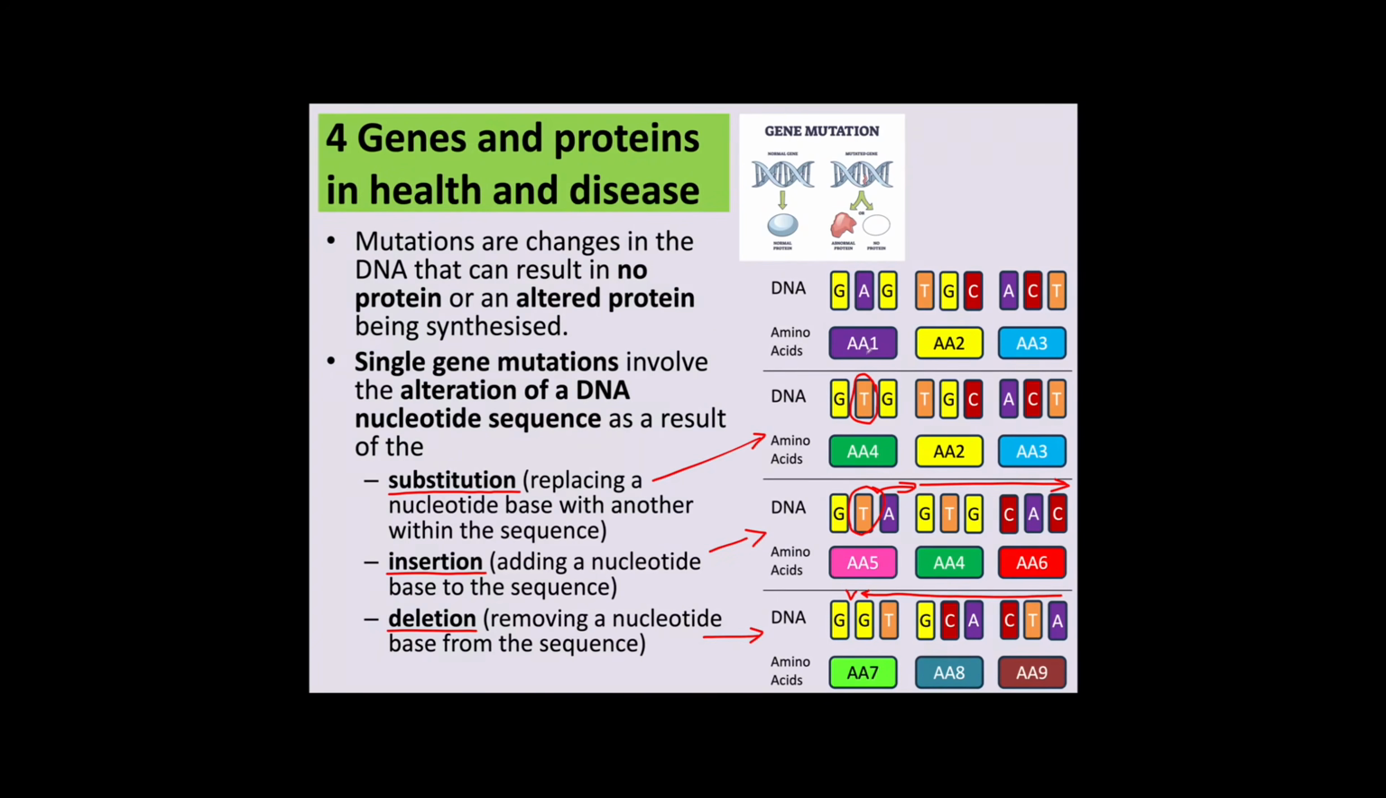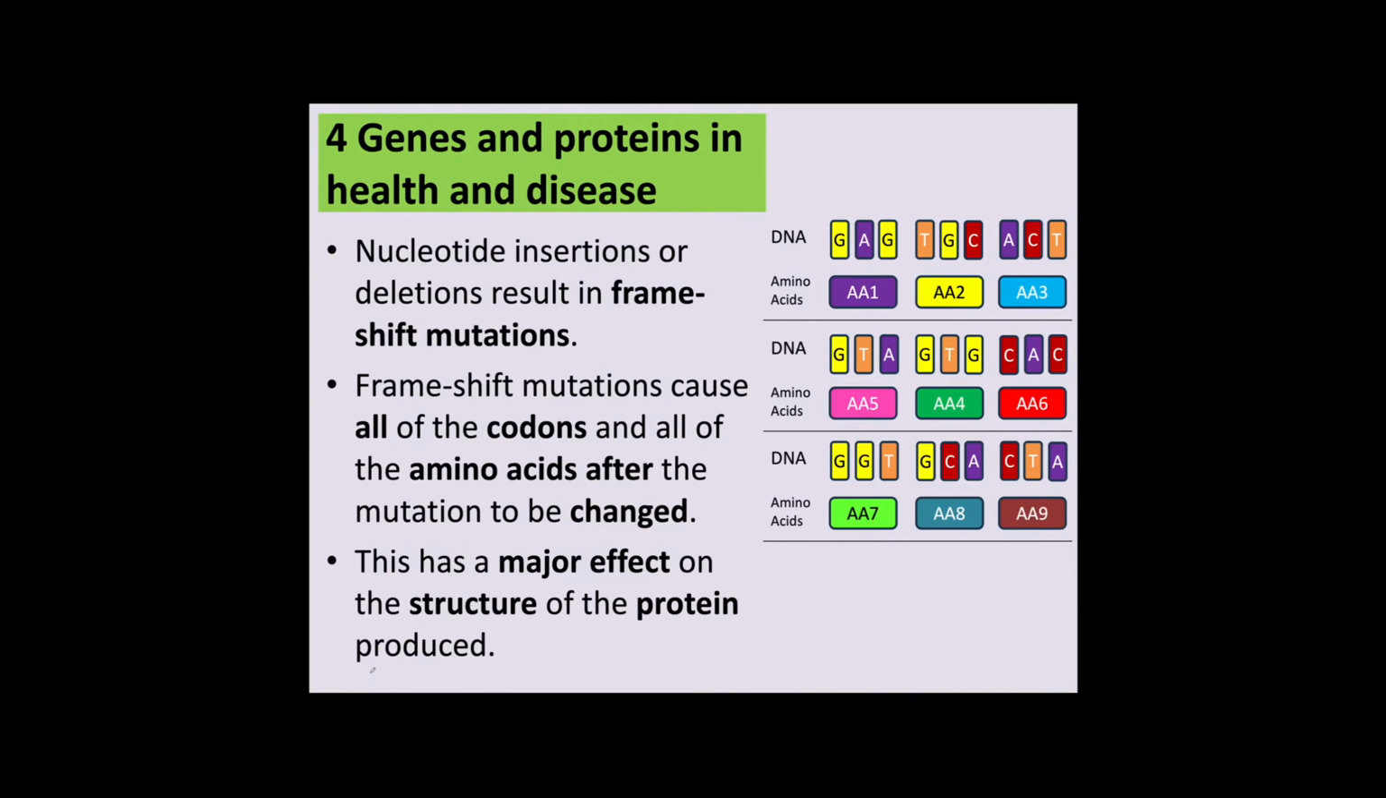Now, if we compare the amino acid sequence that makes up the first protein here, 1, 2, 3, with substitution, we can see only one of the amino acids is changed. When we look at insertion, we can see 1, 2, 3 of the amino acids are changed, i.e. all of them. And when we look at deletion, also 1, 2, 3 have been altered and produced a completely different protein here. Now, we call those insertions and deletions frame shifts, okay? We call them frame shift mutations.